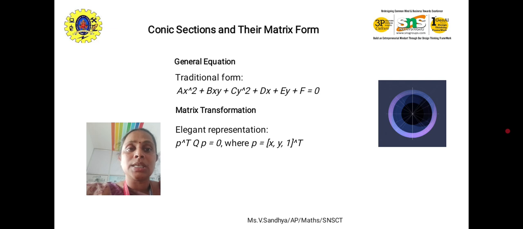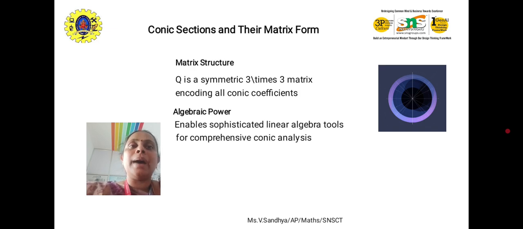Next, the matrix transformation: an elegant representation, p transpose Q p equals 0, where p is denoted by the matrix of x, y, transposed. Next, the matrix structure: Q is a symmetric 3 by 3 matrix, encoding all conic coefficients. Next, the algebraic power: it enables linear algebra tools for comprehensive conic analysis.